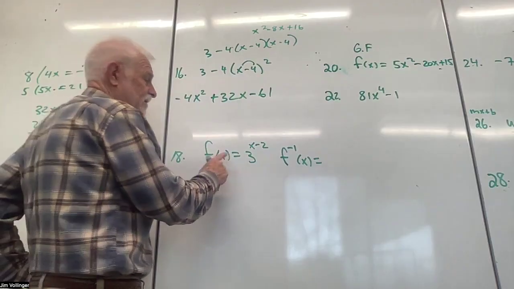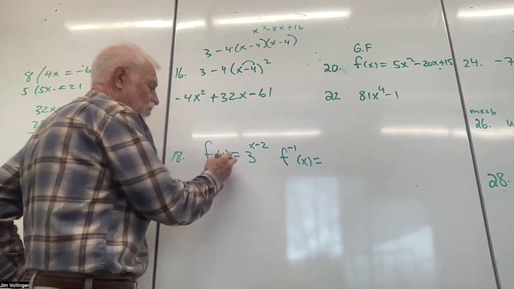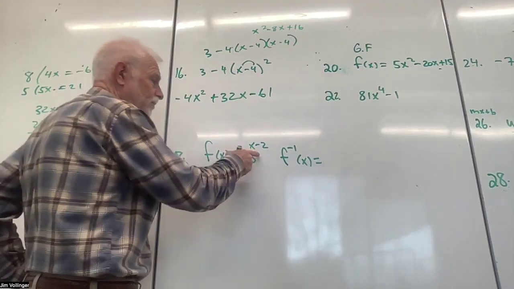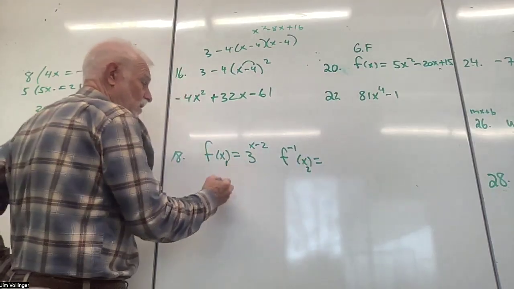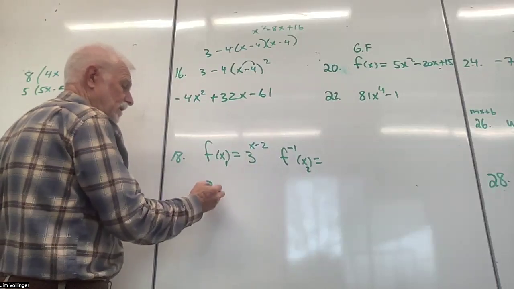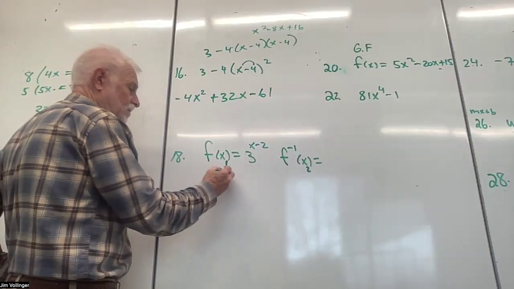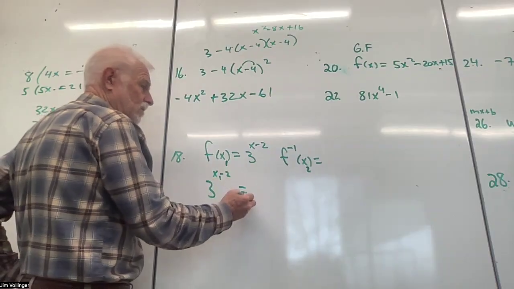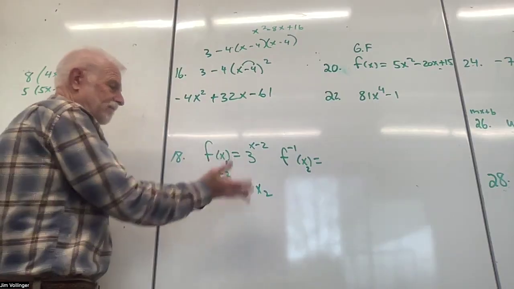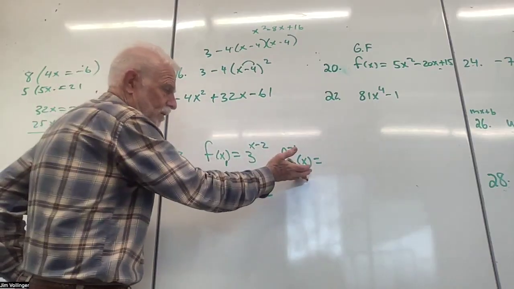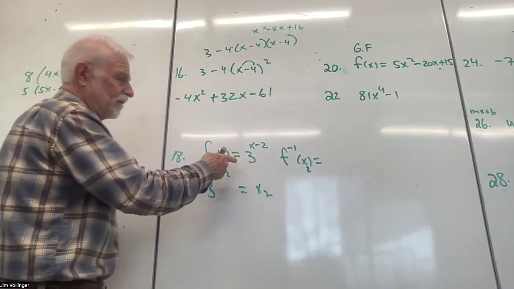f of x, that's the input. We'll call this x1. x1 is the input, and this is x2. x2 is solving. 3 raised to the x1 minus 2 is equal to x2. And we want to get a function where the output is the input of the inverse operation.